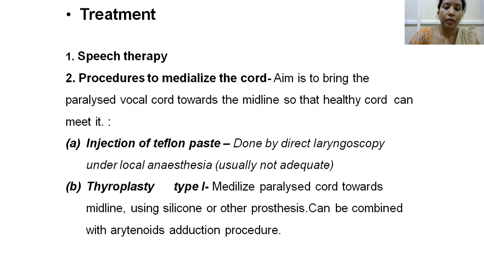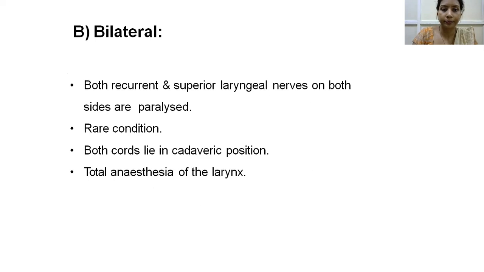Here also we use procedures to medialize the cord. That will be your type 1 thyroplasties or your injection laryngoplasties. Here the aim is to bring the paralyzed vocal cords to the midline so that the healthy cord can meet it. You can do an injection laryngoplasty, inject it to the lateral aspect of the vocal cord to push it medially. Or we can do a type 1 thyroplasty by using a silastic implant from the thyroid ala side so that the vocal cord is pushed medially.